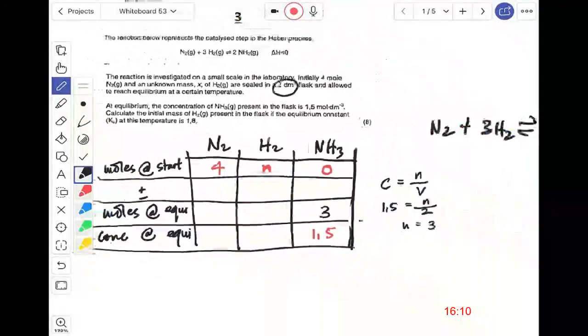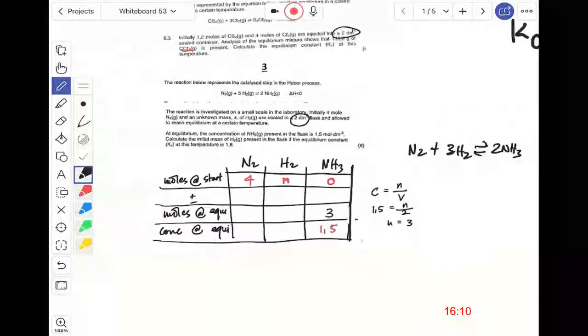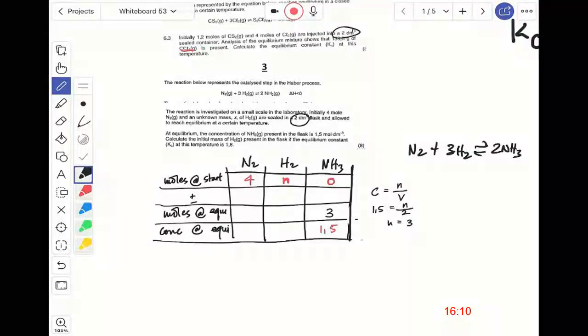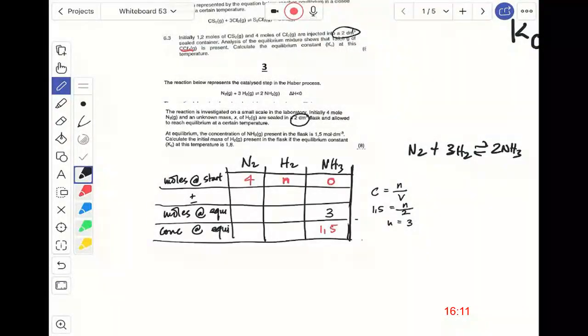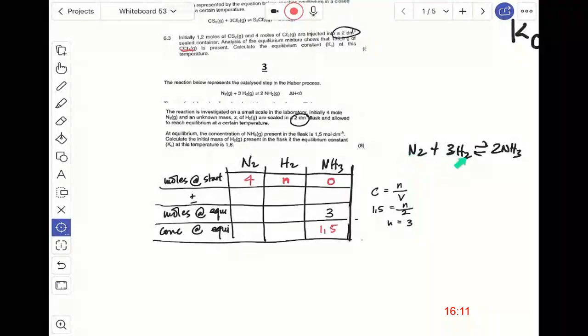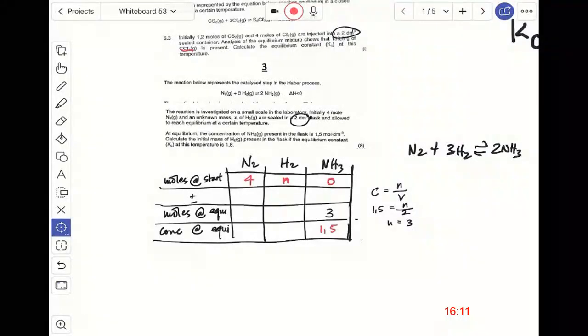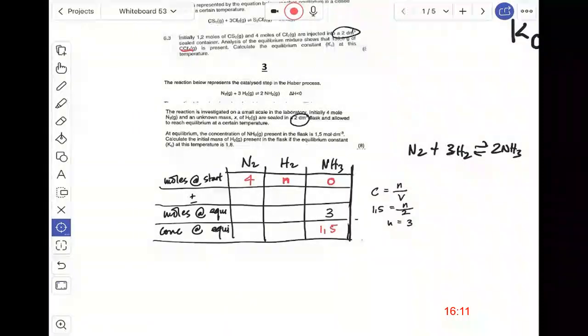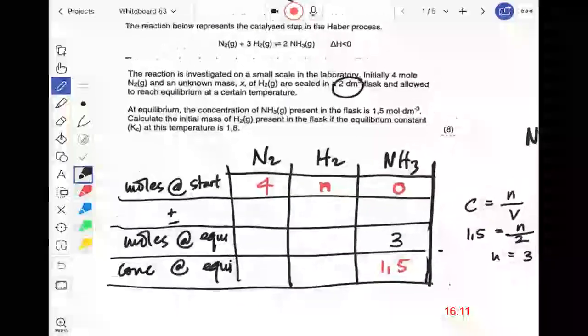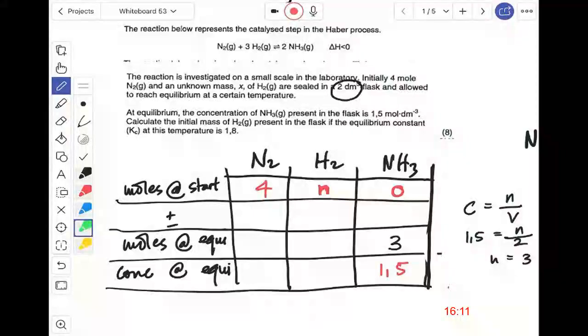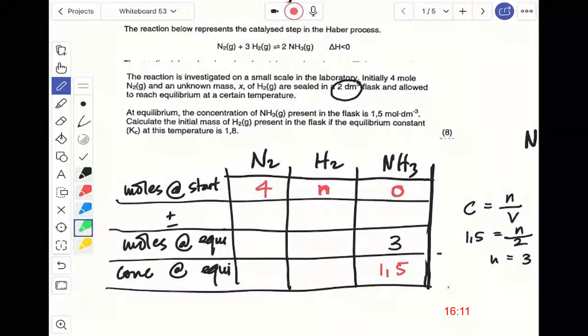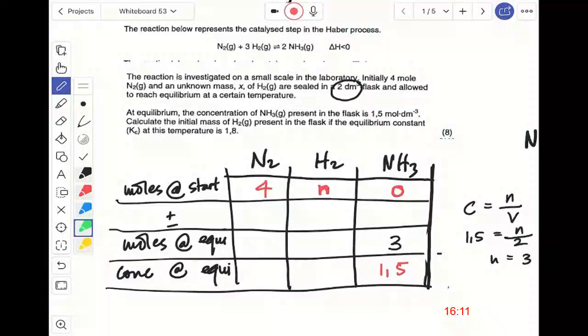That means, according to my equation, the ratio being 1 is to 3 is to 2, I'm going to use that ratio over there. So if I continue in that column, that is where my plus minus is, and that is where I'm going to use the ratio. I had naught, at equilibrium I have 3, I must have made 3.